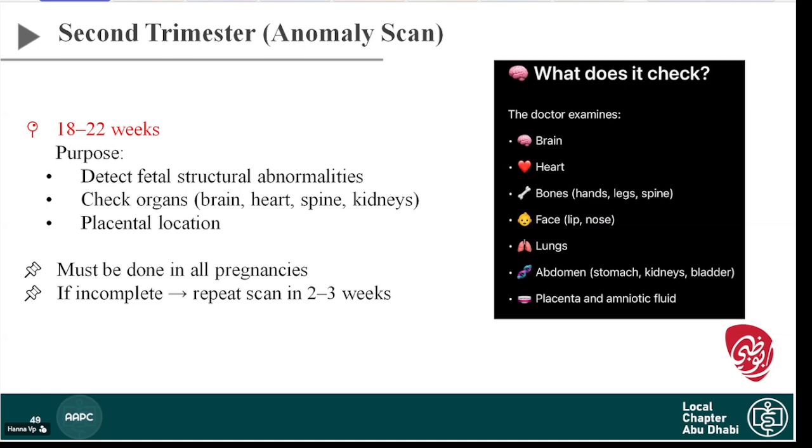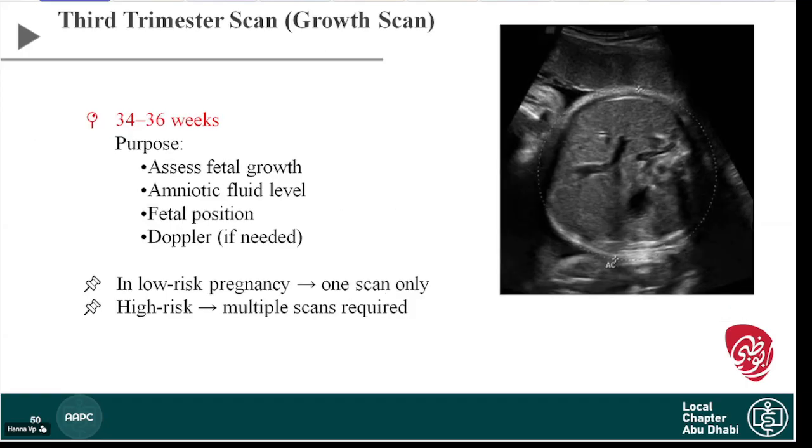Okay, so this is another ultrasound indication. Now let's see the last one, the third trimester scan, the growth scan. It helps to find out mainly the growth of the baby. Especially this is done during 34 to 36 weeks of pregnancy.